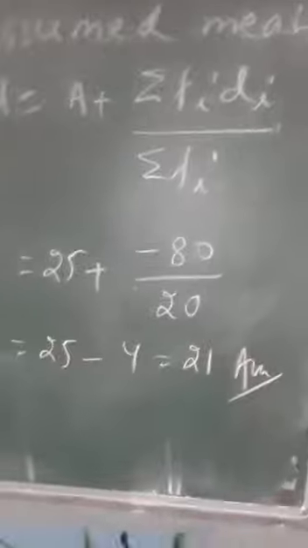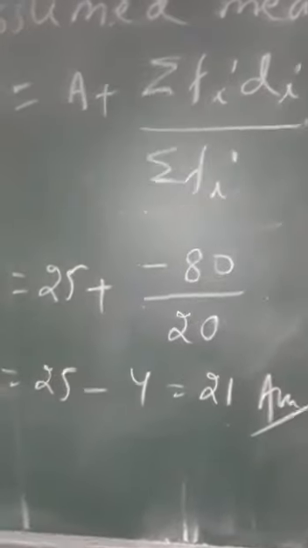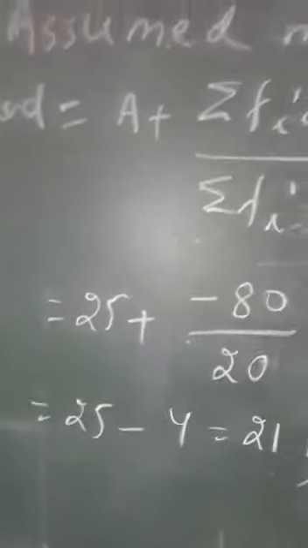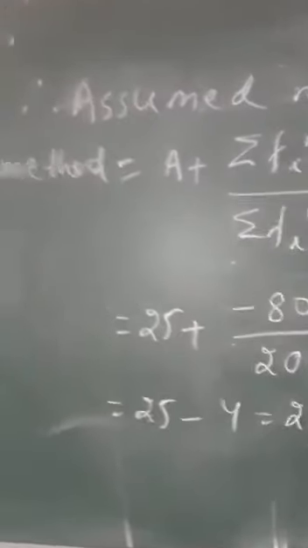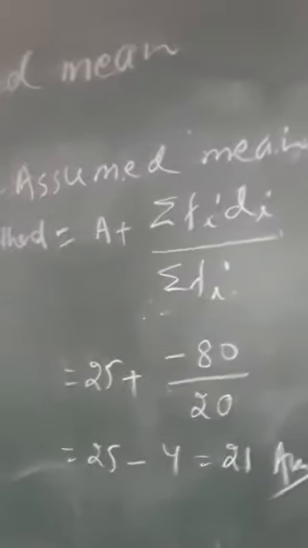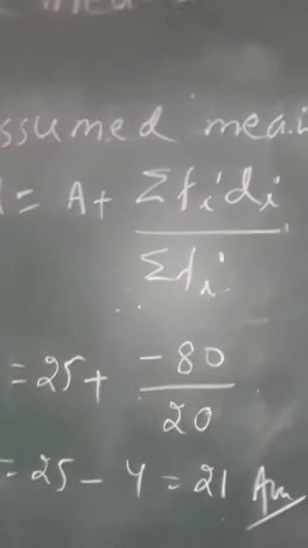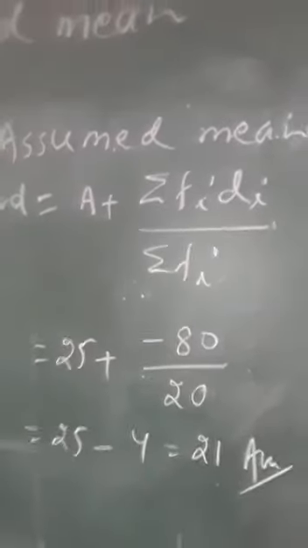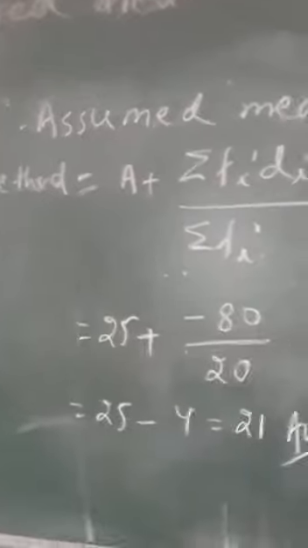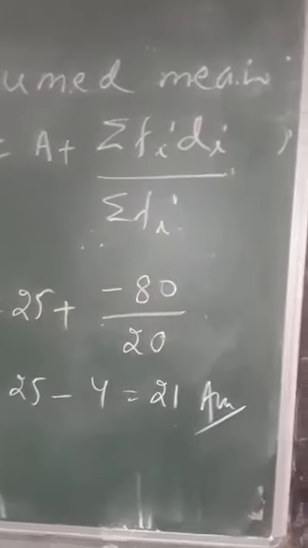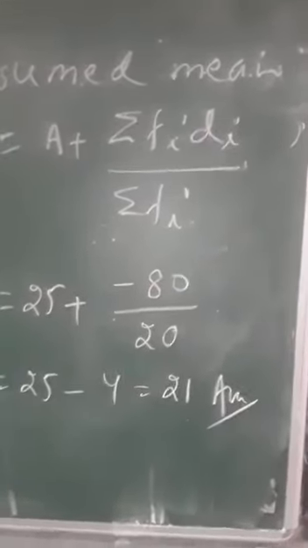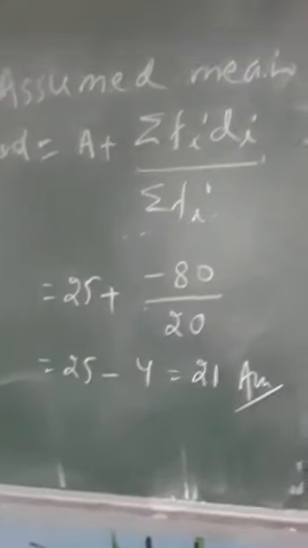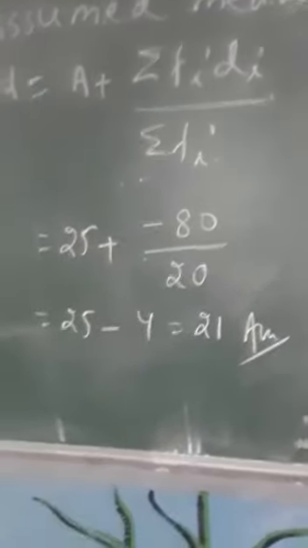Now it is the second method to find out mean. For group data we are having three methods. The first one, which I have explained to you in my earlier classes, was the direct method. For group data, today we have discussed assumed mean method, and now we will discuss the third and last method, that is step deviation method.